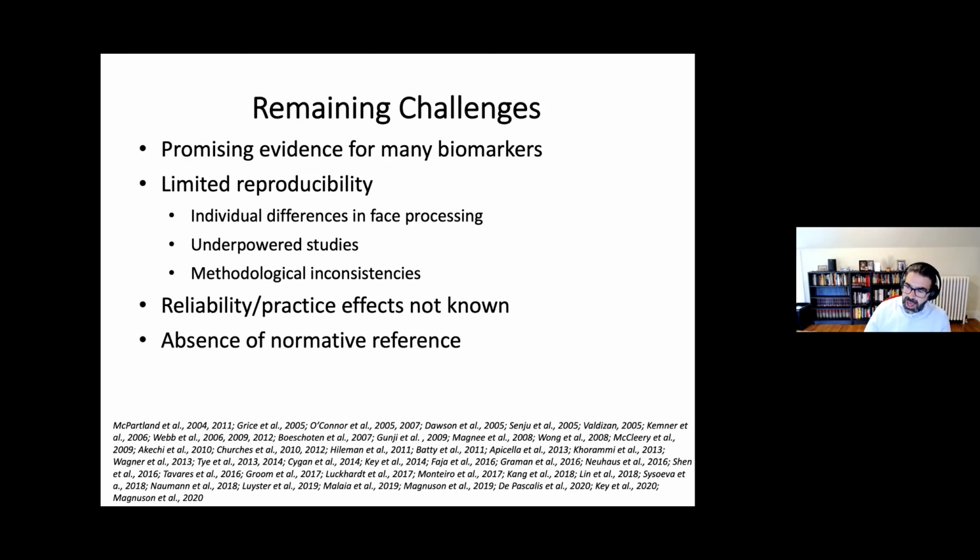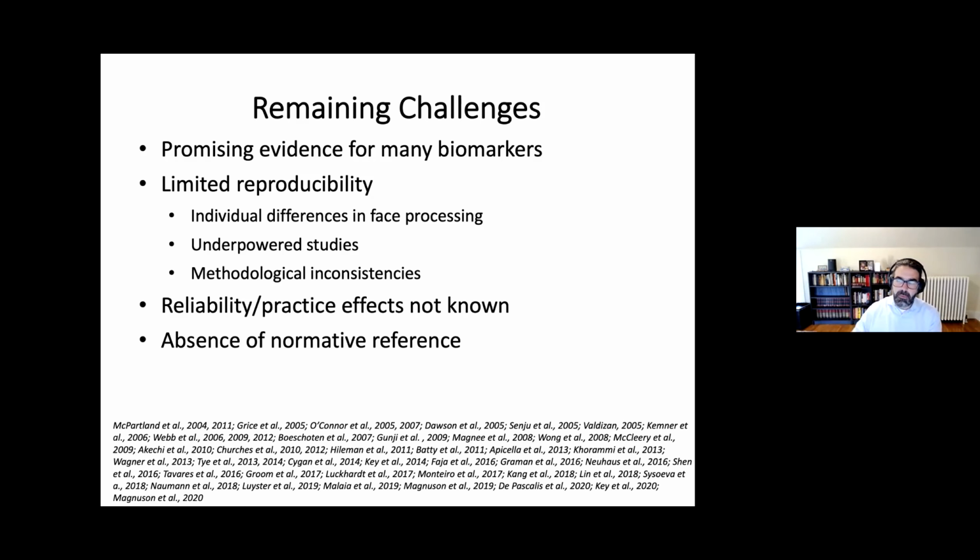Another challenge is that we don't have a normative reference. By that, I mean every time we do a study of a biomarker in autism, we have to have a control group, and all we know is how our autism group compares to that control group. Contrast that with head circumference. If you're looking at head circumference in autism, you can go to the CDC website and download growth charts, and you can know for any given person with autism exactly what percentile rank their head size is. We don't have things like that.